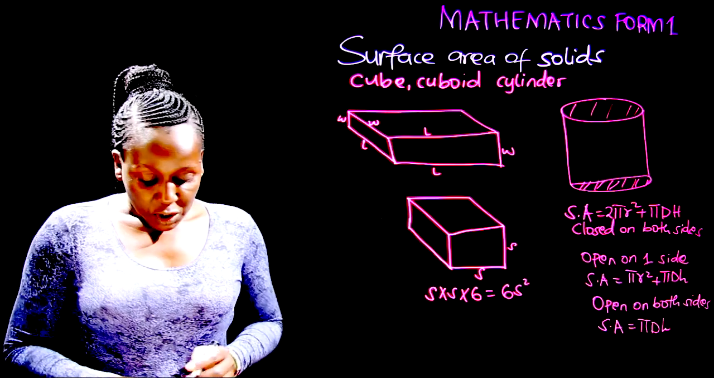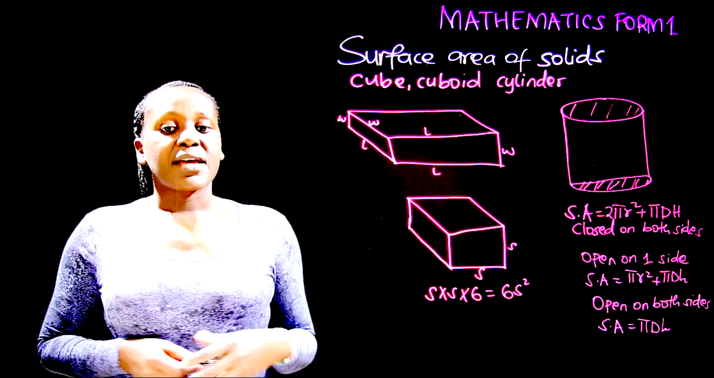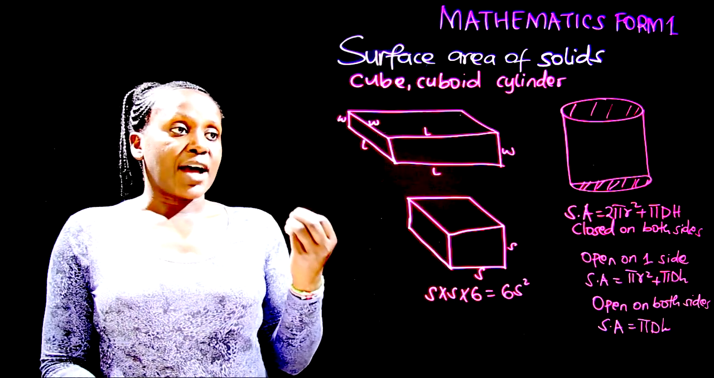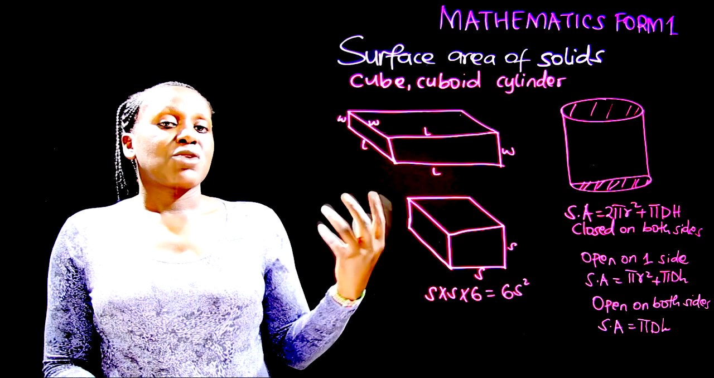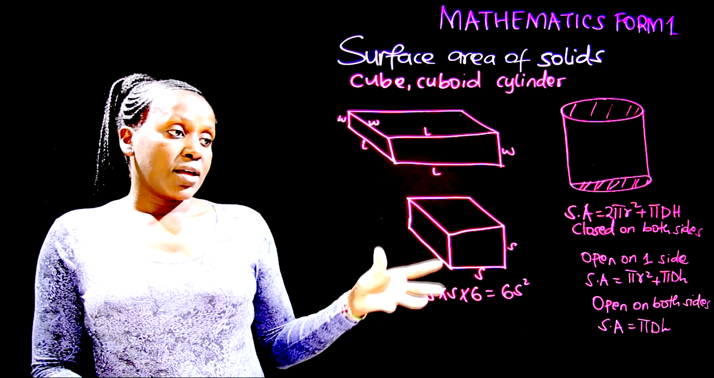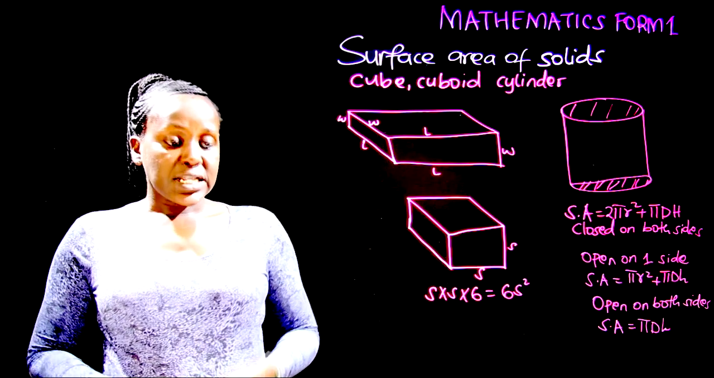So it is very important to note that anytime you are calculating the surface area, it has to be the area of the sides that you can touch. If the cuboid is open on one side, then you can't account for the area of the open side. Okay? Same case to a cuboid and same case to a cylinder.